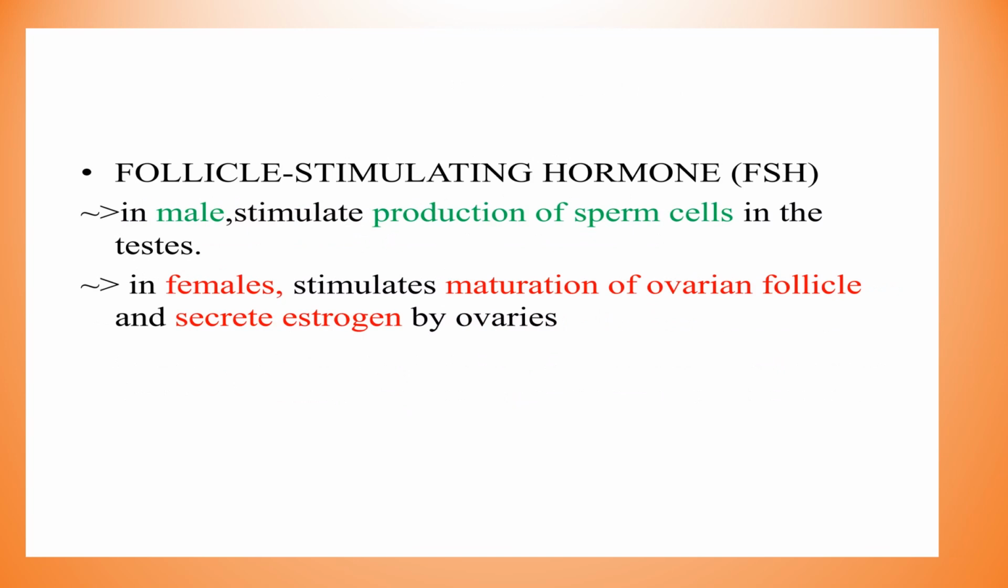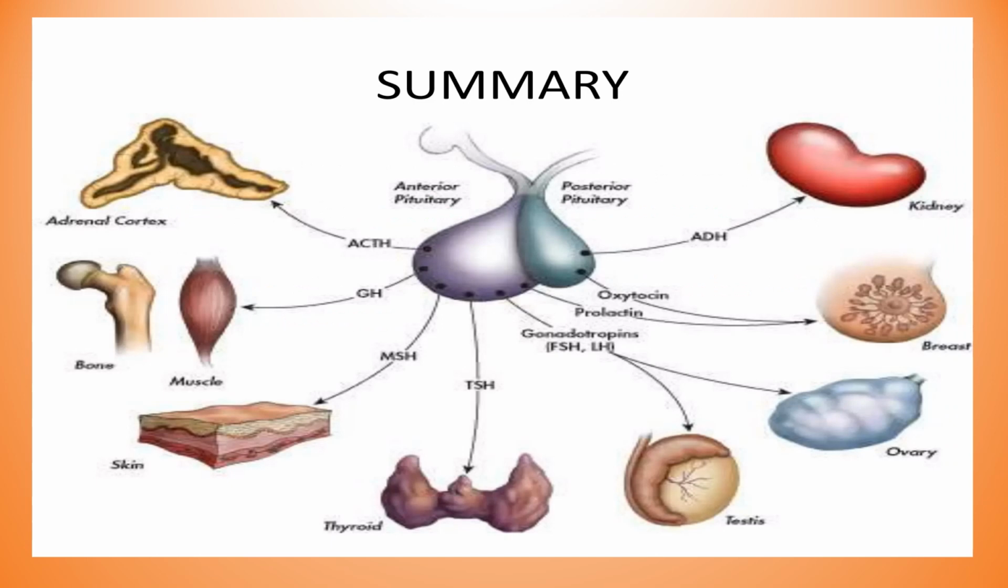Coming to follicle stimulating hormone, in males it stimulates production of sperm cells in the testes, and in females it stimulates the maturation of the ovarian follicle, and it helps in the secretion of estrogen by the ovaries.